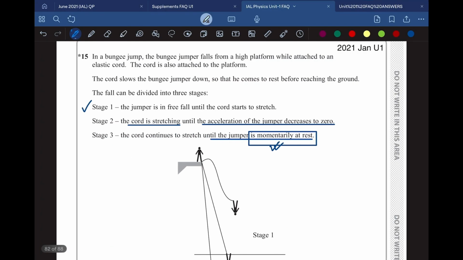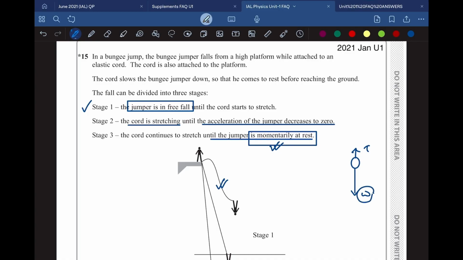Now let's have a look at stage 1. In stage 1, the jumper is in free fall until the cord starts to stretch. It is in free fall, which means gravitational force is acting on it, right? Let's say this is the bungee jumper. At that time, the weight was greater and the tension was very small. Why was the tension very small? Because the cord hasn't started to stretch until now. It just has a very small tension right here.